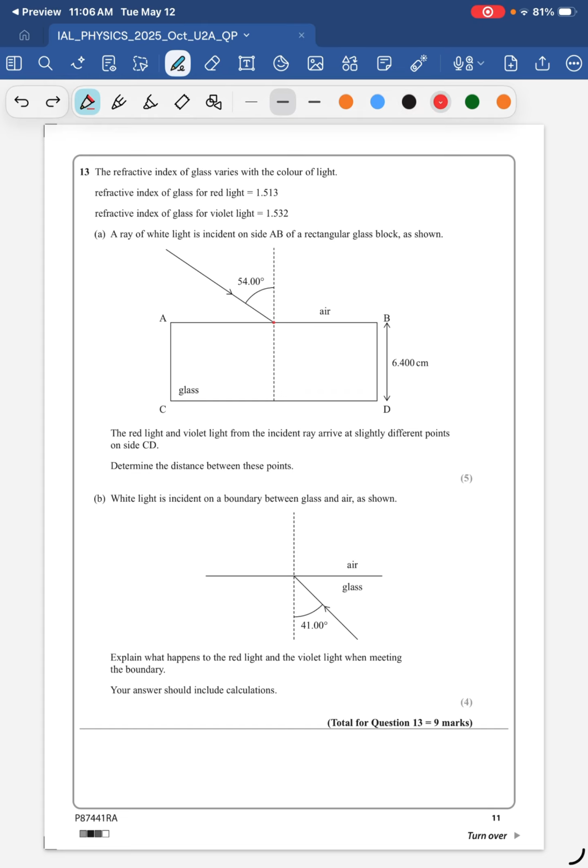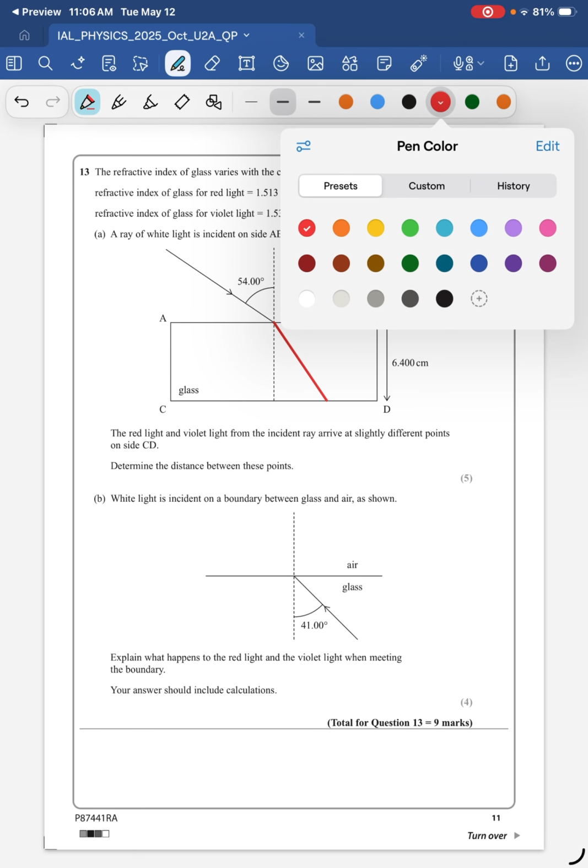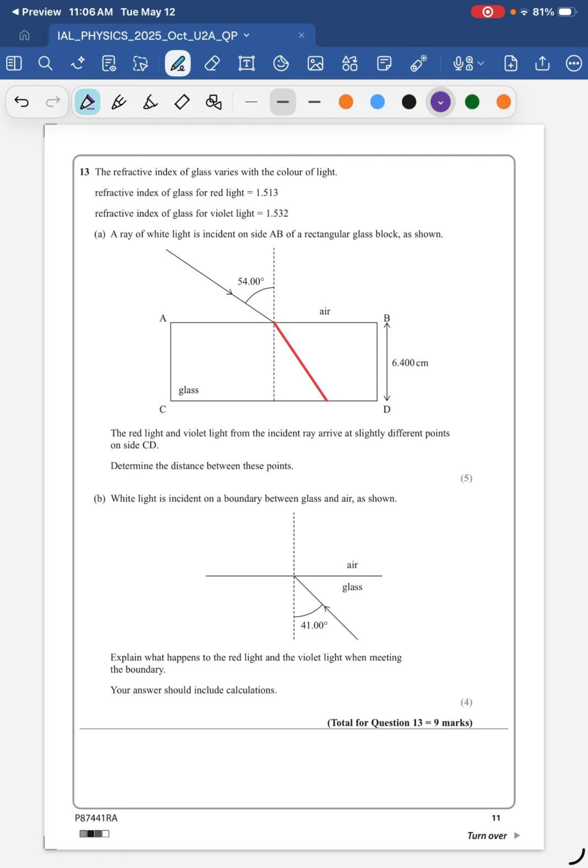Okay, so the red light will be, say, this one, and then the violet light. Do they have violet here? Is this considered violet? Maybe. So the violet will be that one. Okay, so we know this angle, and we also know this angle.